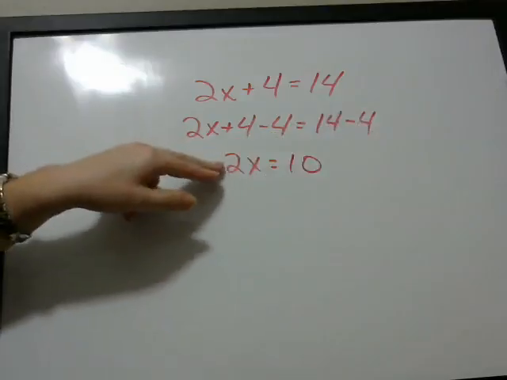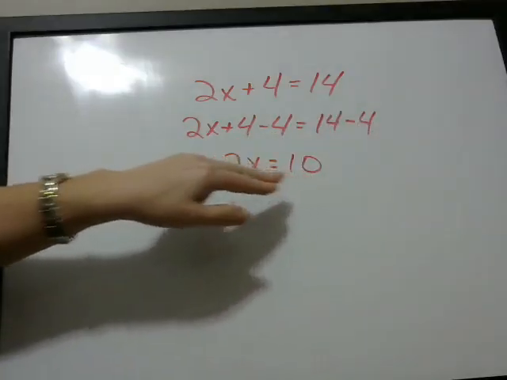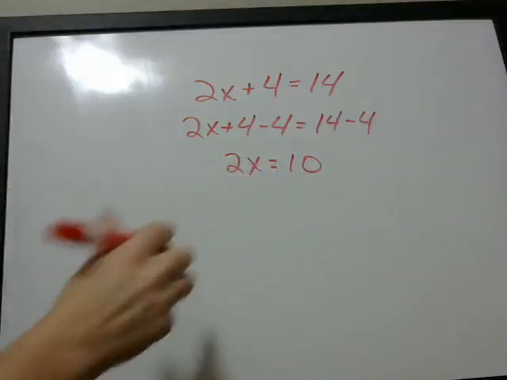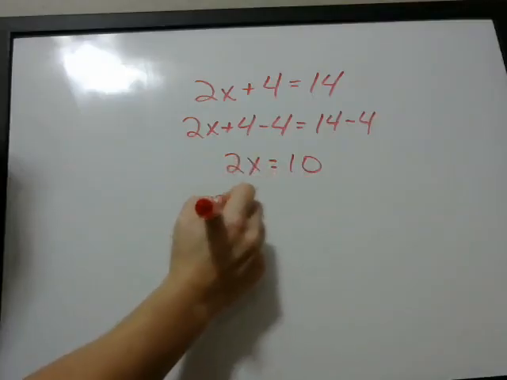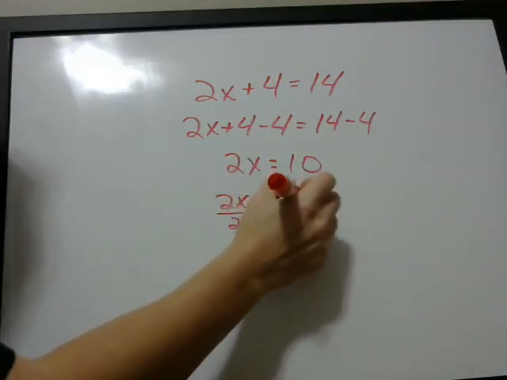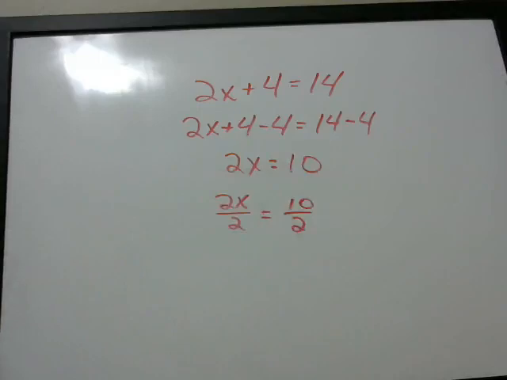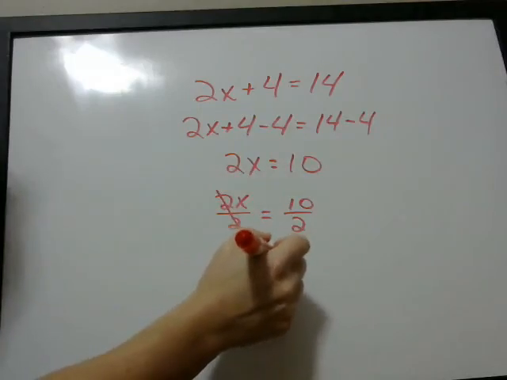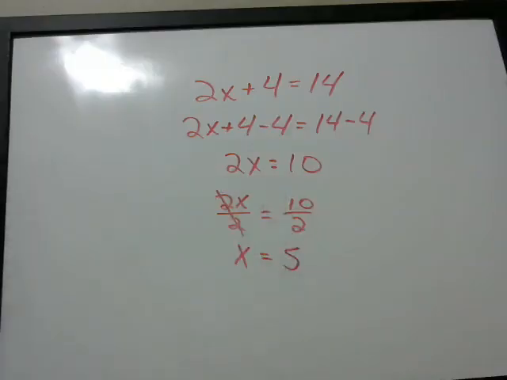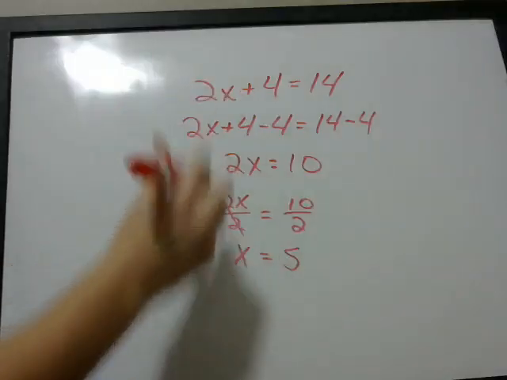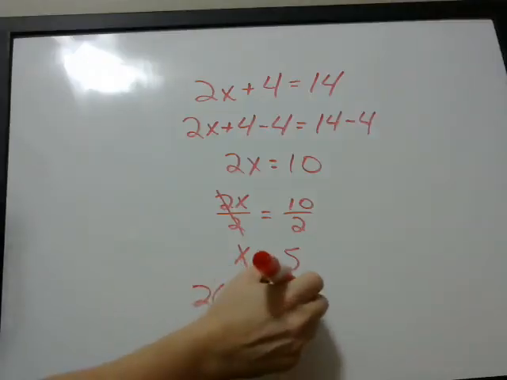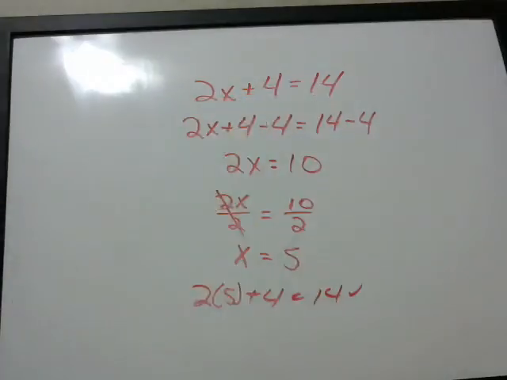So now we have 2 times x, 2x equals 10. So we still need to get rid of this 2. This is multiplication, so how do we get rid of that 2? The opposite of multiplication is division, so we're going to divide by 2. If you divide one side by 2, you have to divide the other side by 2. These two cancel out to 1, so you're left with x equals 10 divided by 2 is 5. So that's your answer. And if you plug that in, 2 times 5 plus 4, 2 times 5 is 10 plus 4 equals 14. So that's the right answer.